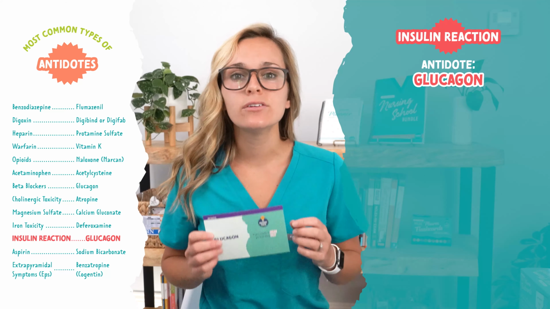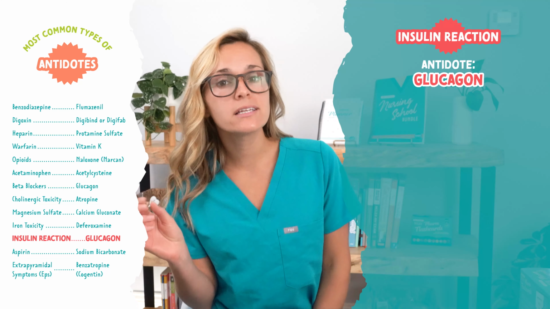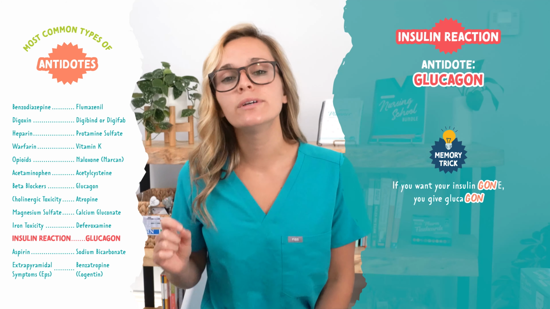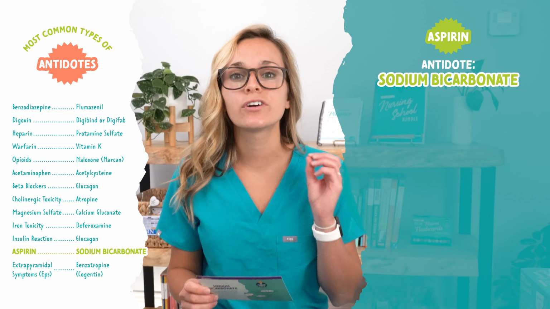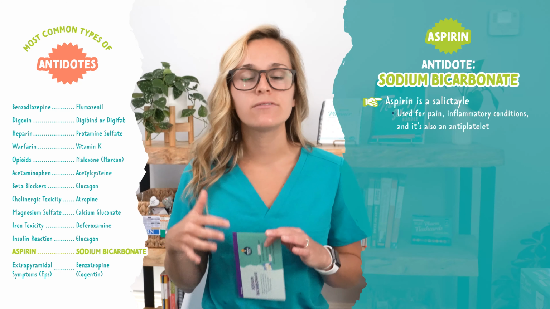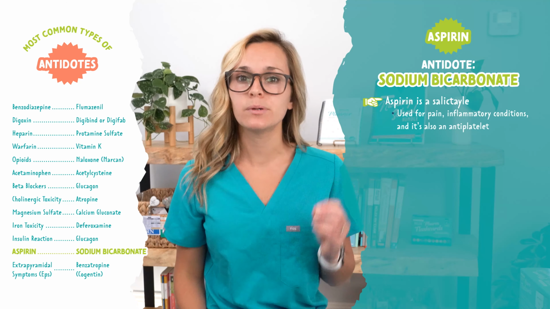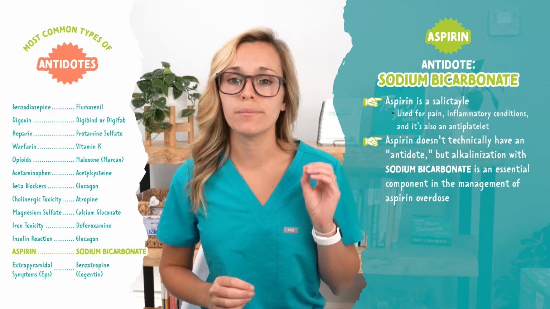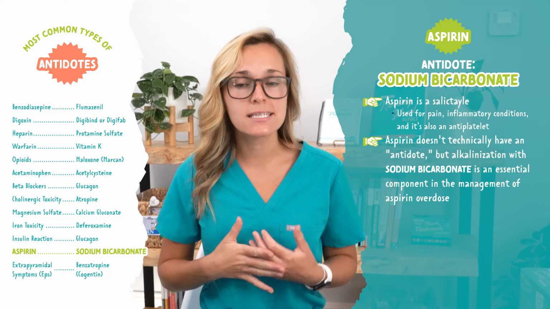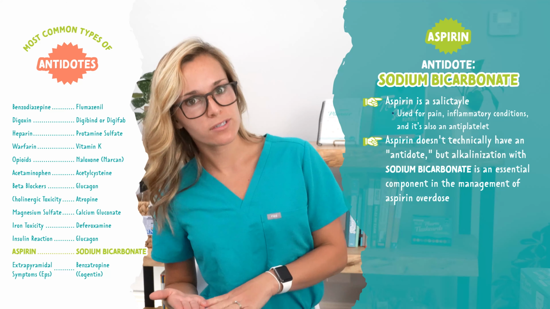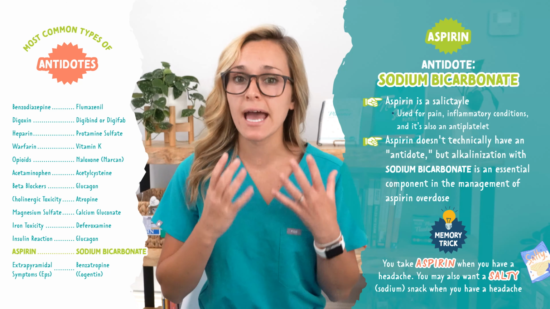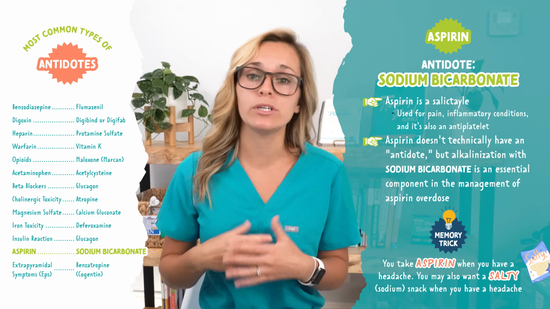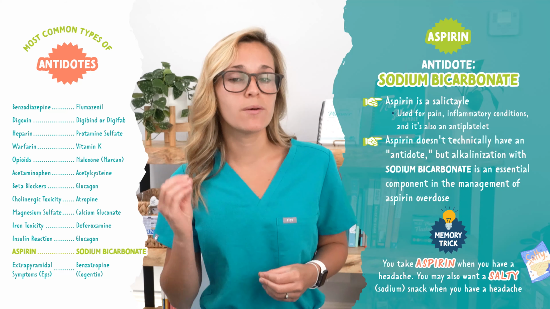Next is the antidote for insulin reaction. Glucagon works to counterbalance the actions of insulin. You can remember this by thinking if you want your insulin gone, you give glucagon. Next is the antidote for aspirin. It's commonly used for pain, inflammatory conditions, and it's also an antiplatelet. Aspirin doesn't technically have an antidote, but it alkalizes the body with sodium bicarbonate. So sodium bicarbonate is essential for the management of aspirin overdose. The memory trick here is when you take aspirin, you most likely have a headache. And you also want a salty or sodium snack when you have a headache. So aspirin with sodium bicarbonate.